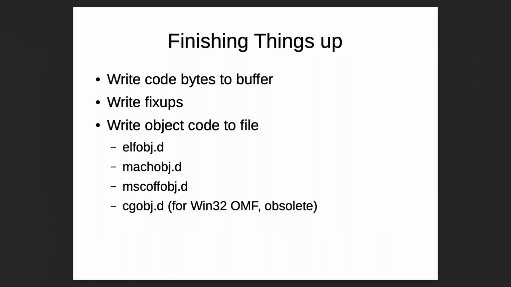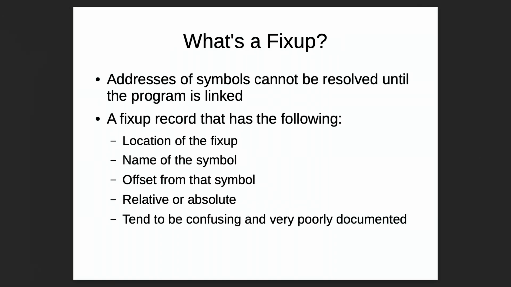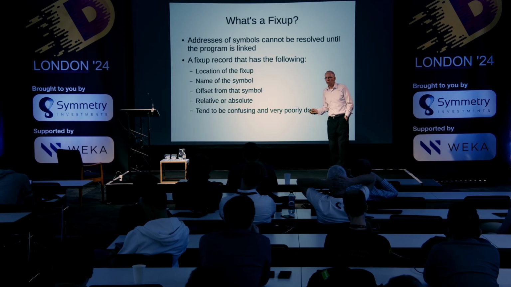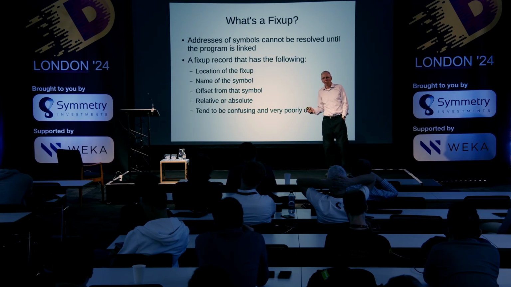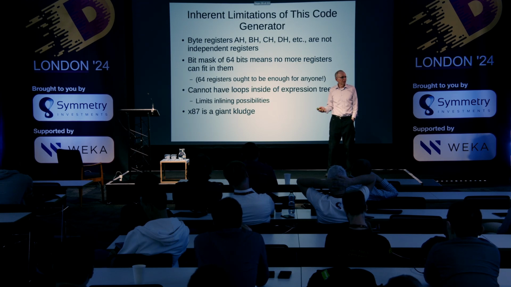Finishing things up, we write the code bytes to a buffer, write the fix-ups, write the object code to a file. There are currently 4 completely different object files with completely different fix-ups. A fix-up is something the compiler cannot know until link time. So it emits a fix-up record, which the linker reads in order to make the adjustment to where things actually wind up. They tend to be confusing and extremely poorly documented. So there is always a lot of detailed spelunking work to figure them out.